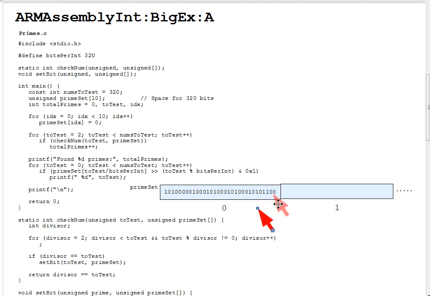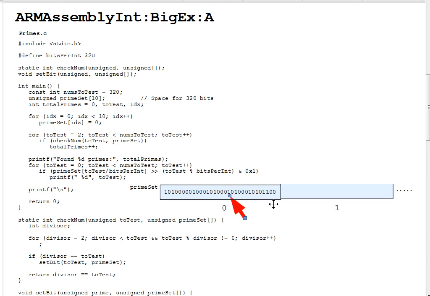That's the primeness for 0, for 1. 2, however, the third bit in, is prime, and so is 3, the fourth bit in. If we get over to the fifth bit, that's the bit for 4. 0, 1, 2, 3, 4, and that's not prime. But the one for 5 is, 6, no, 7, yes, 8, 9, 10, 11, yes, 12, 13, yes.